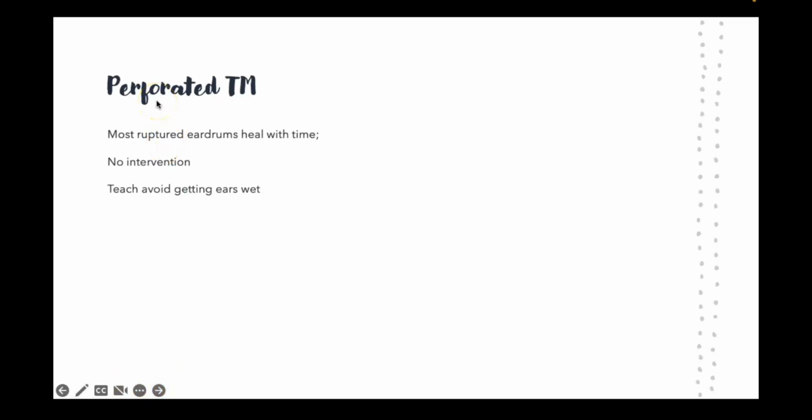Perforated TM can be a complication of acute otitis media. And most of the time it heals on its own. We don't really need intervention. Avoid getting the ears wet. So again, perforated TM can be a complication of acute otitis media. If it doesn't resolve within 3 months, you want to refer to an ENT, and antibiotic drops if from the acute otitis media.